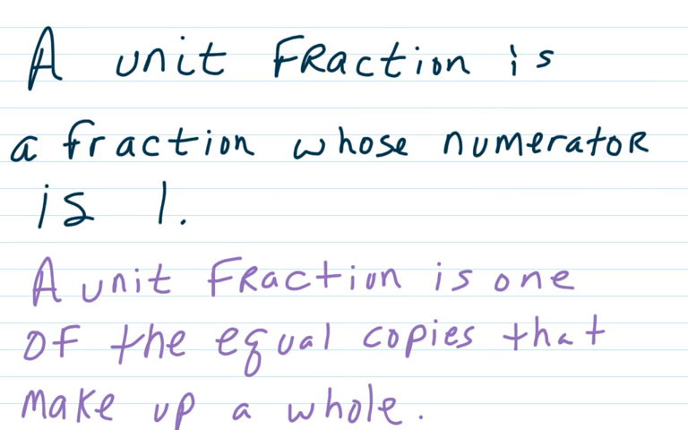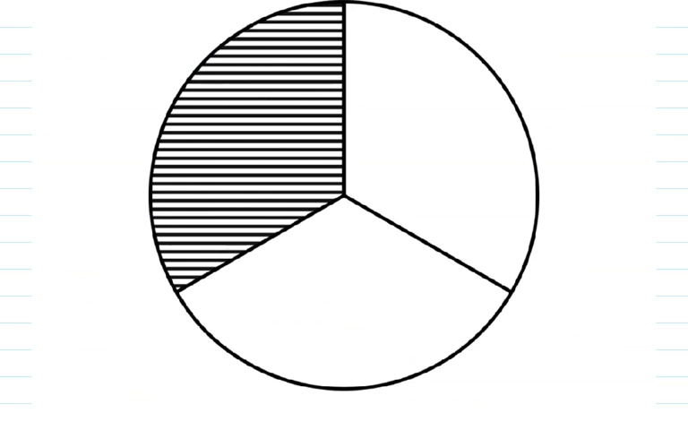A unit fraction is a fraction whose numerator is 1. Also, a unit fraction is one of the equal copies that make up a whole. So when we look at a unit fraction, we're only looking at one part of that whole. So let's look at some examples.